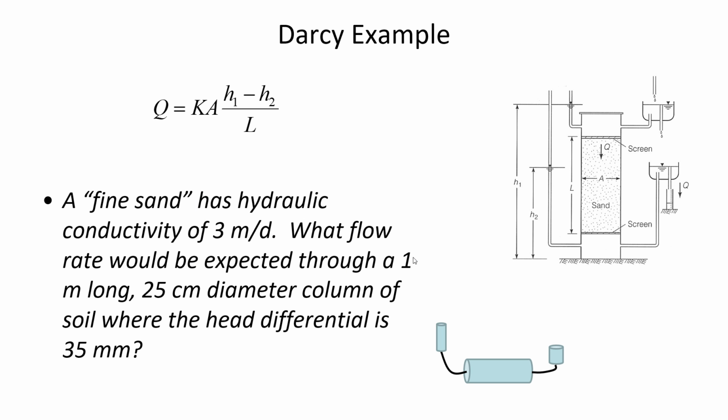So let's practice this. Let's say that we have a fine sand, and fine is talking about the grain diameter. If it had a hydraulic conductivity of 3 meters per day, then what flow rate would we expect if this is a 1 meter long column? So that's the L value. The diameter is 25 centimeters, so with the diameter you'll be able to calculate A. And then the delta H is 0.35 millimeters. That's what's driving the water through there, the fact that there's more water pressure at one side of the column than the other. So calculate Q.